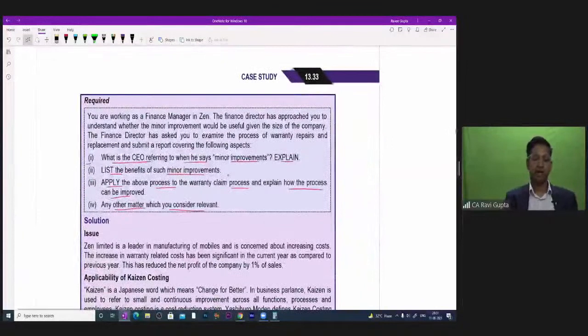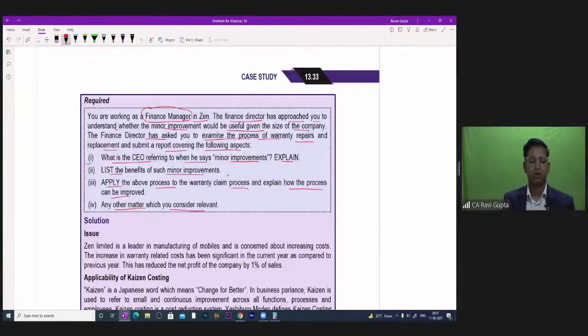You are working as a finance manager in Zen. The finance director has approached you to understand whether the minor improvement would be useful given the size of the company. The finance director has asked you to examine the process of the warranty repair and replacement and submit a report covering the following aspects.